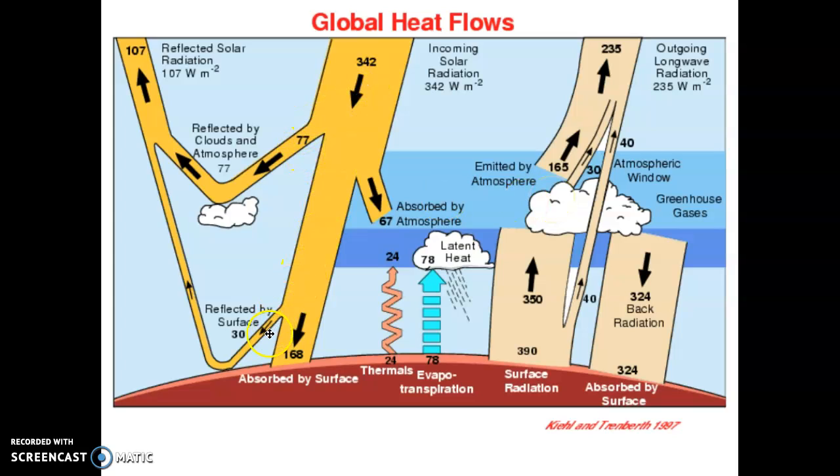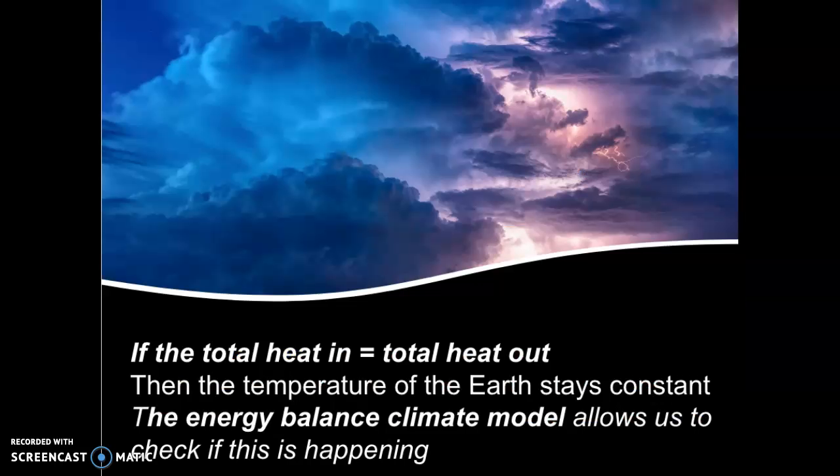You also get reflection. So in addition to the reflection, you get this absorption and radiation, and then you also get some radiation from the atmosphere. The whole thing should actually balance, but it doesn't. At the moment, we're definitely getting more coming in than we are sending out. If the total heat in equals the total heat out, then the temperature of the Earth stays constant.